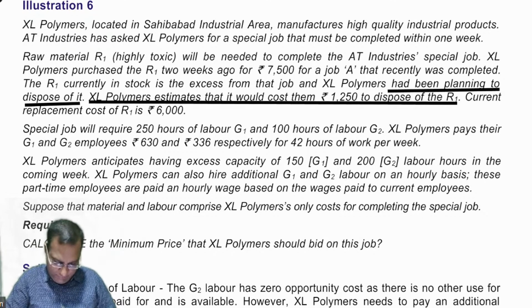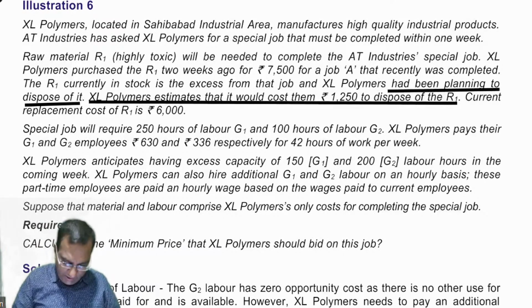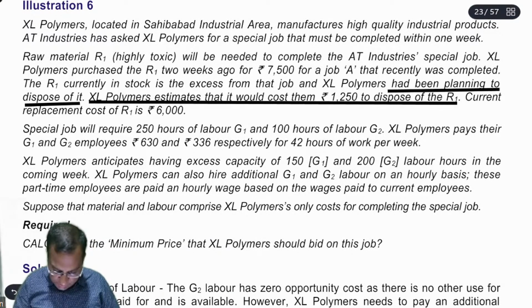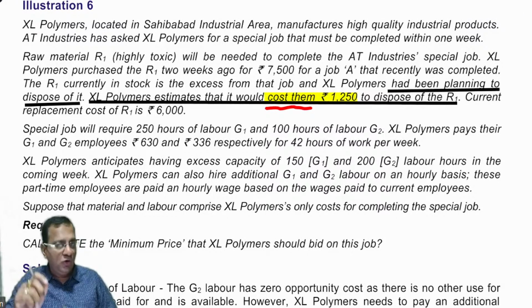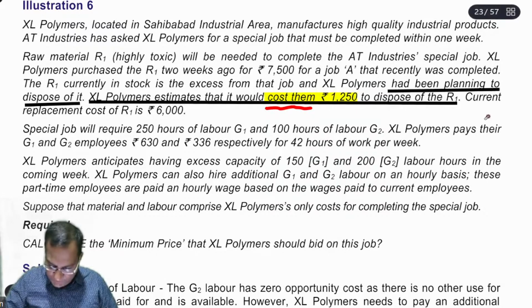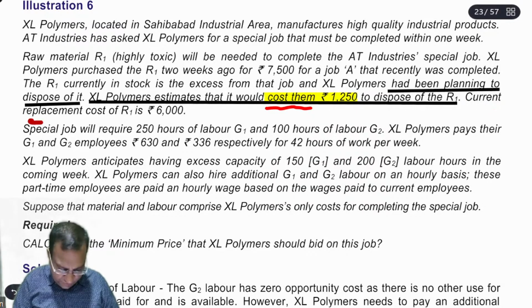Yes, beta, definitely, very good. A phrase has been given in this: it would cost the company, cost them 1,250. This phrase is very important: cost them. So the words dispose of along with the words cost them indicate that this is the variety related to destroyal of raw material. Current replacement cost is rupees 6,000.